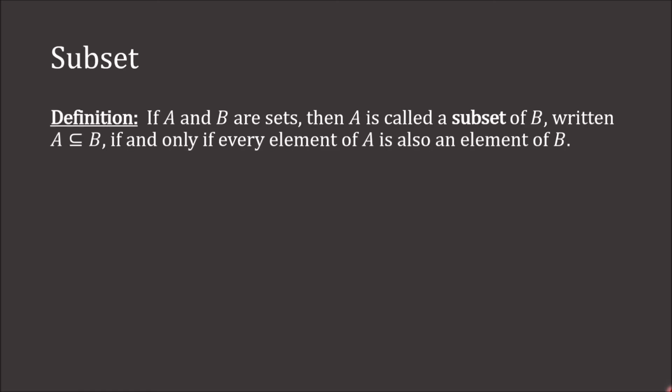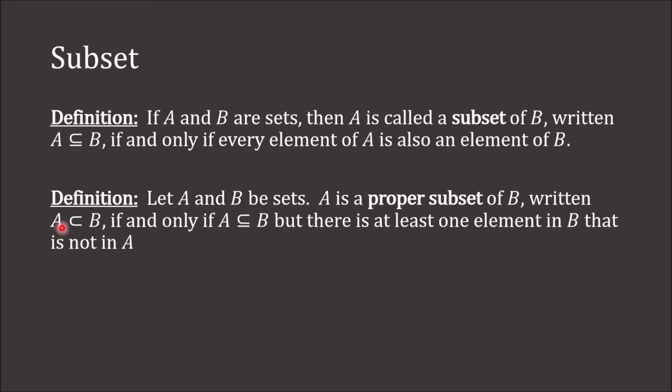If A and B are two sets, then A is called a subset of B, which is written in this form, if and only if every element of A is also an element of B. We'll say that A is a proper subset of B, which is written this way, if and only if A is a subset of B, but there's at least one element in B that is not in A.